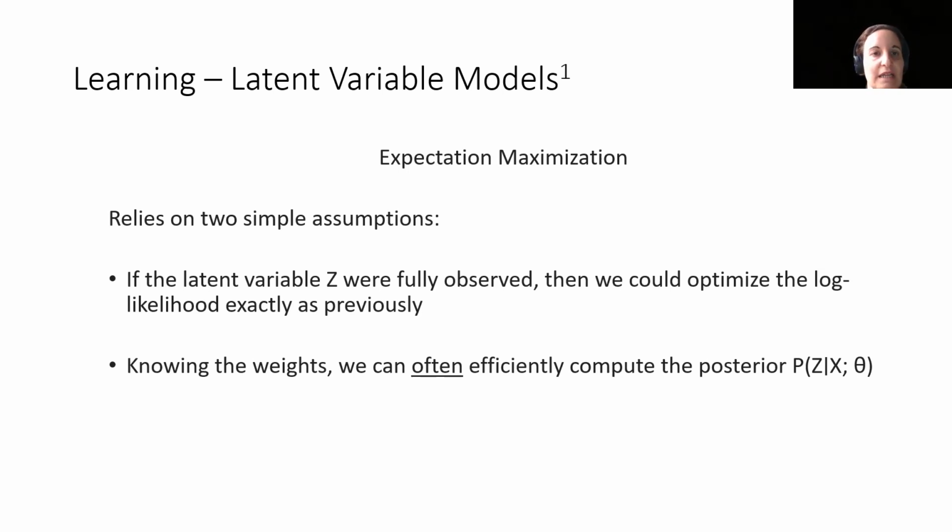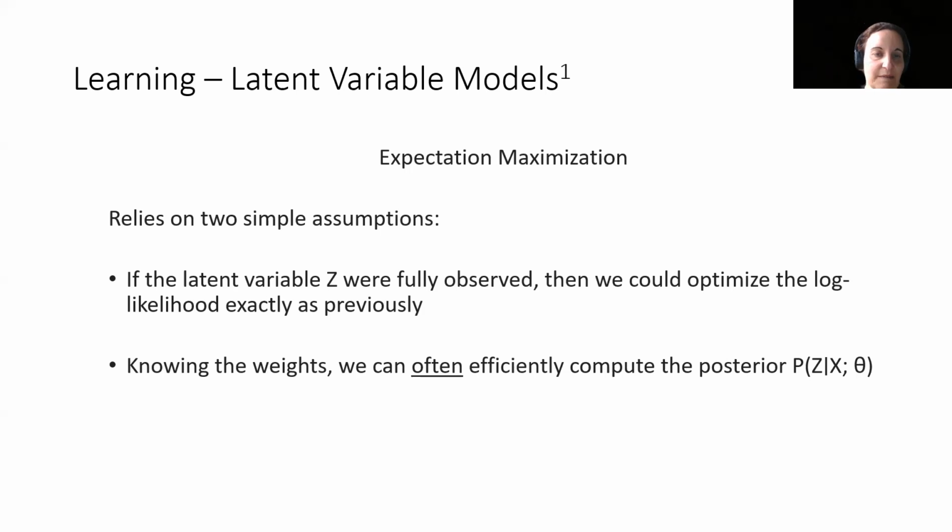Most of the time, when you have latent variables, this first of all makes the likelihood formula intractable, and it also makes it multimodal, so it's very hard to find the maximum of multimodal models, and so on. So what we usually do is apply other techniques, and one of them is the expectation maximization algorithm. Expectation maximization relies on two assumptions. The first is that if the latent variables were fully observed, then we could optimize the likelihood exactly as previously, right?